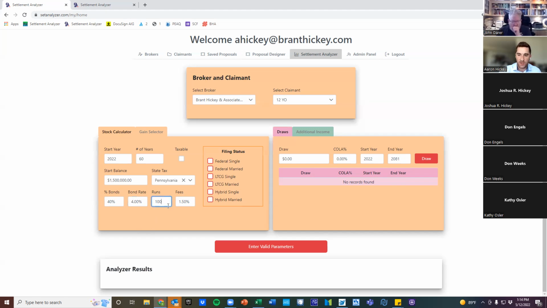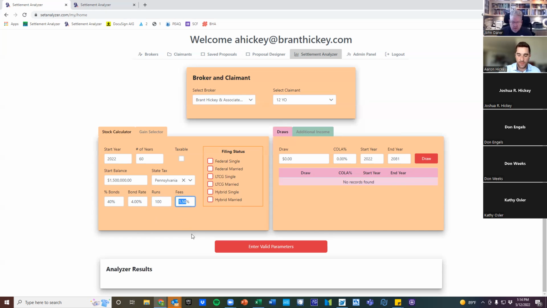The number of runs is where the Monte Carlo analysis comes into play. So we will run this scenario 100 times. And out of 100 times, it'll feed back individually, either there was money left in the investment portfolio after 60 years, or there was not money left in this investment portfolio after 60 years.